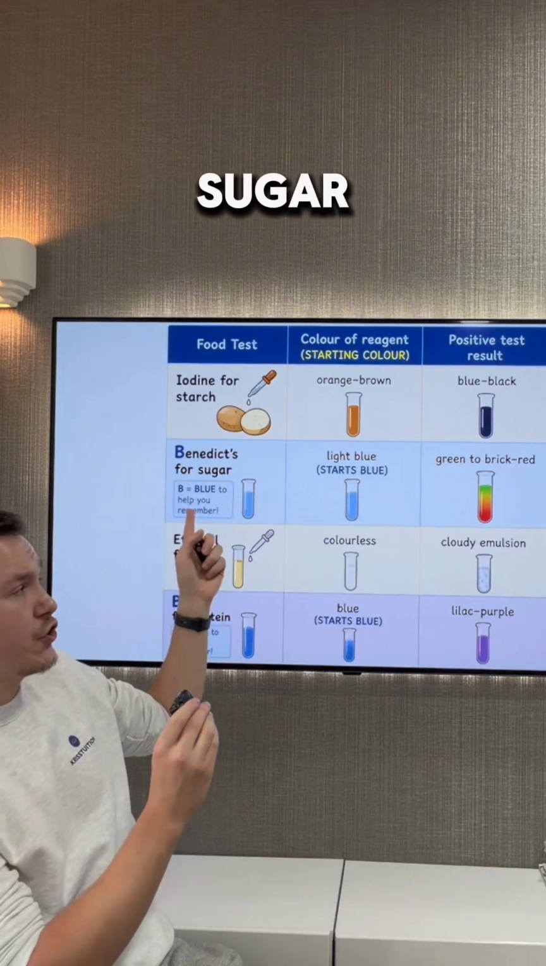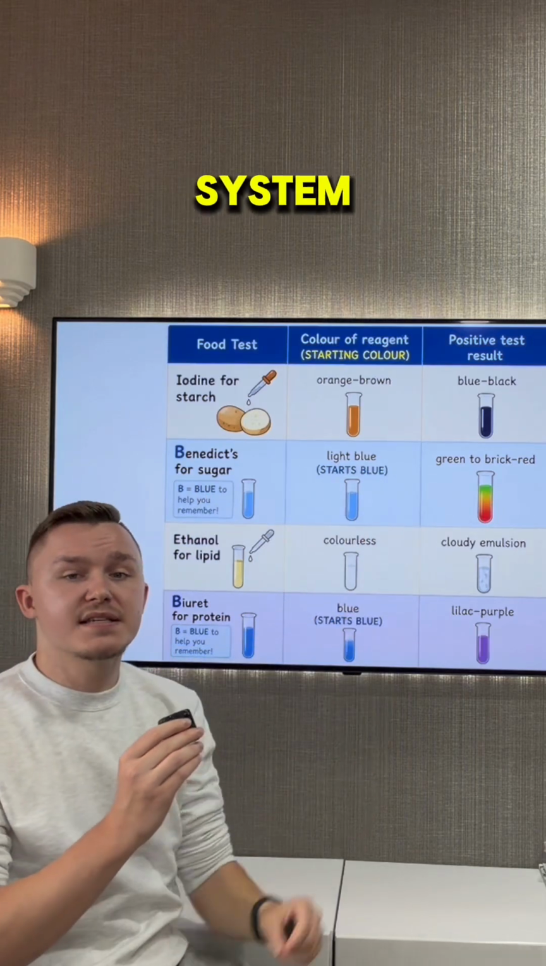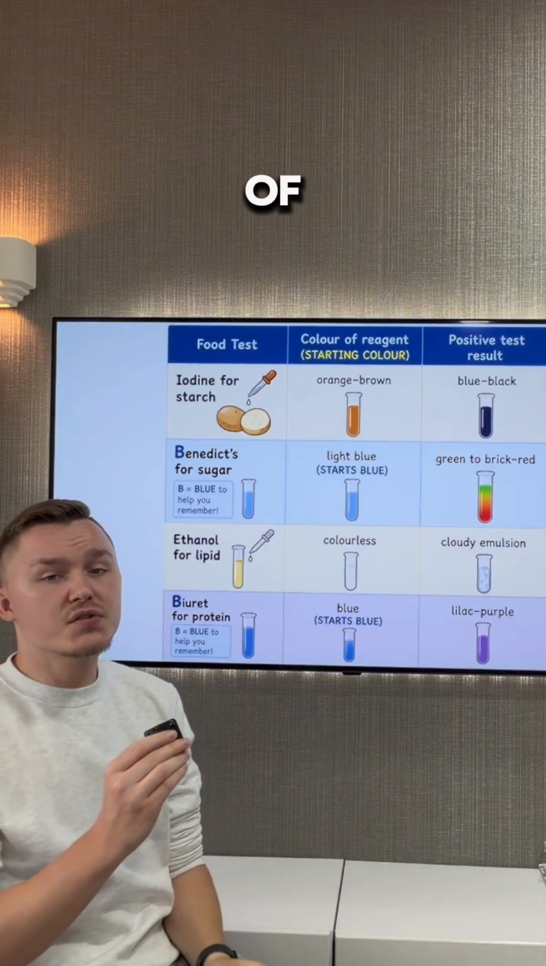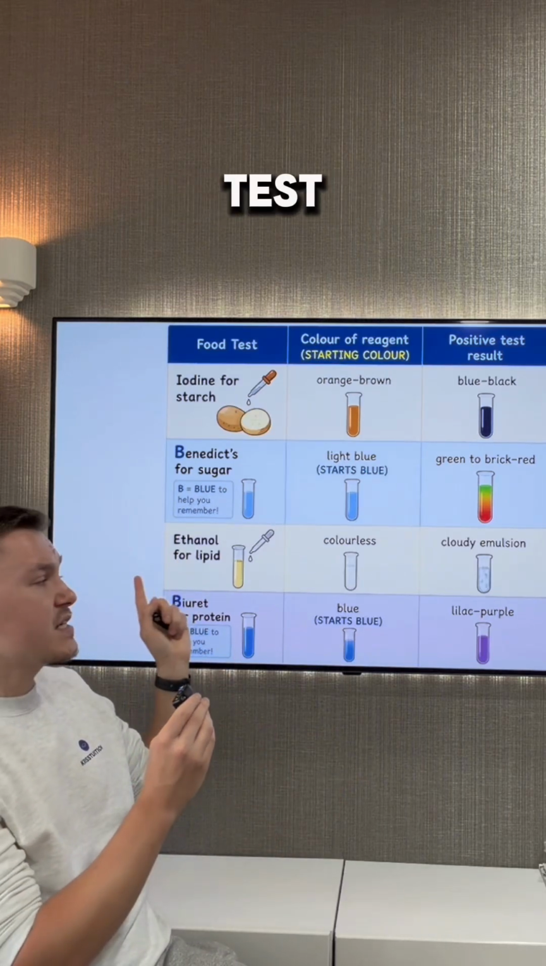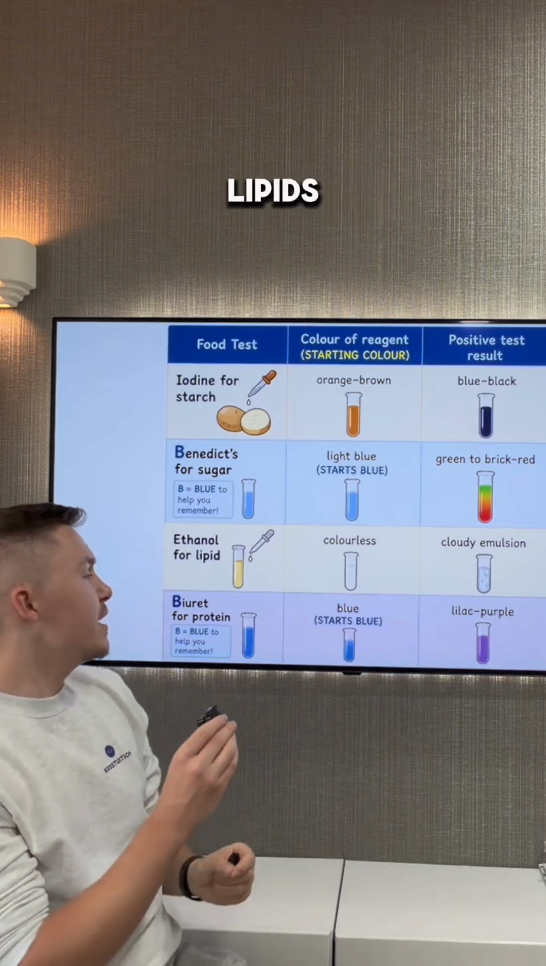Benedict's is the test for sugar, and it goes from Benedict's blue to a traffic light system of green to red, red meaning lots of sugar present. Ethanol is the test for lipids. It goes from colorless to a cloudy emulsion in the presence of lipids.